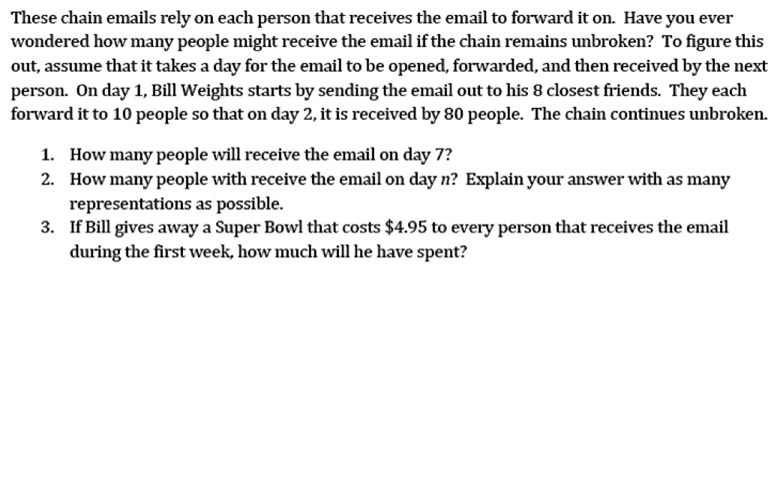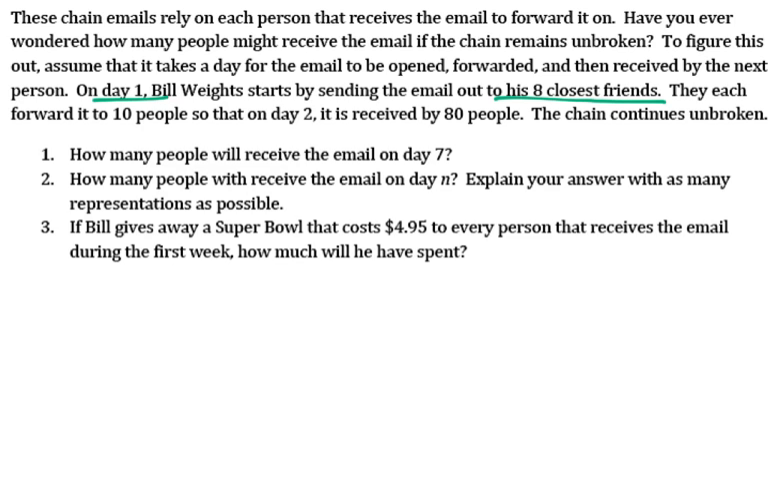So we look at this and it says on day 1, Bill Waits starts by sending his email out to his 8 closest friends. Okay? So day 1, send it out to his 8 closest friends. They each forward it to 10 people so that on day 2, it is received by 80 people. The chain continues unbroken. Alright? So, how many people will receive the email on day 7?